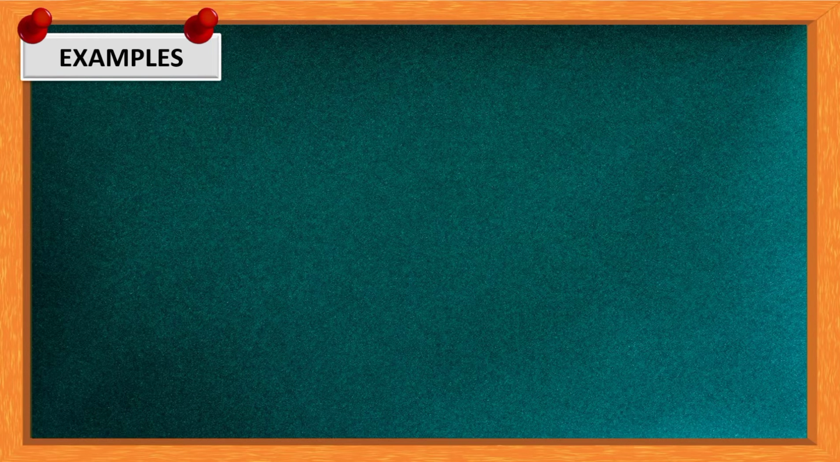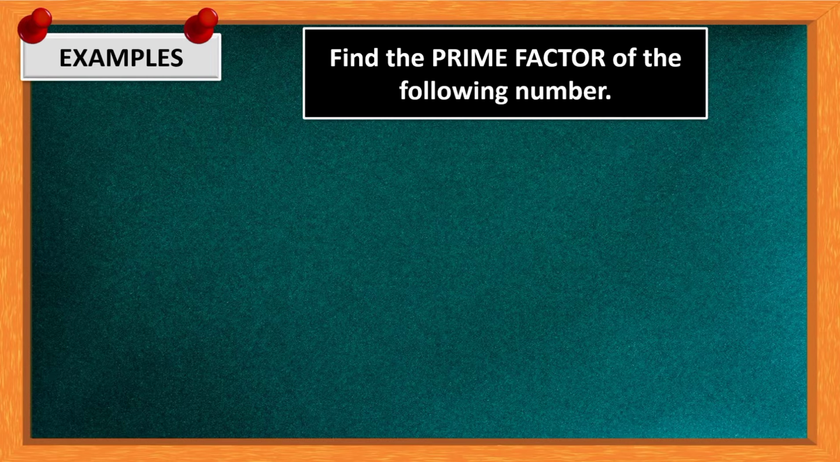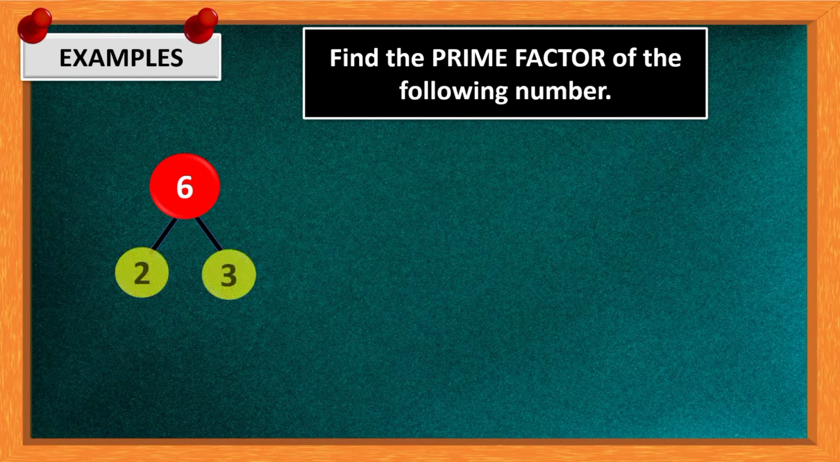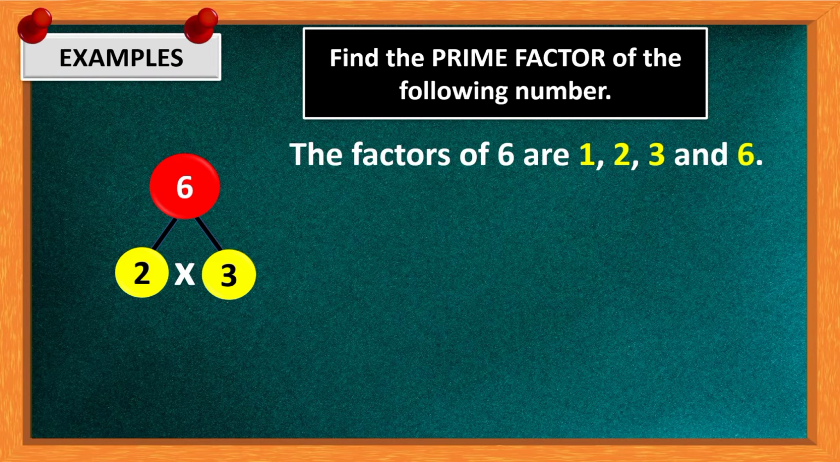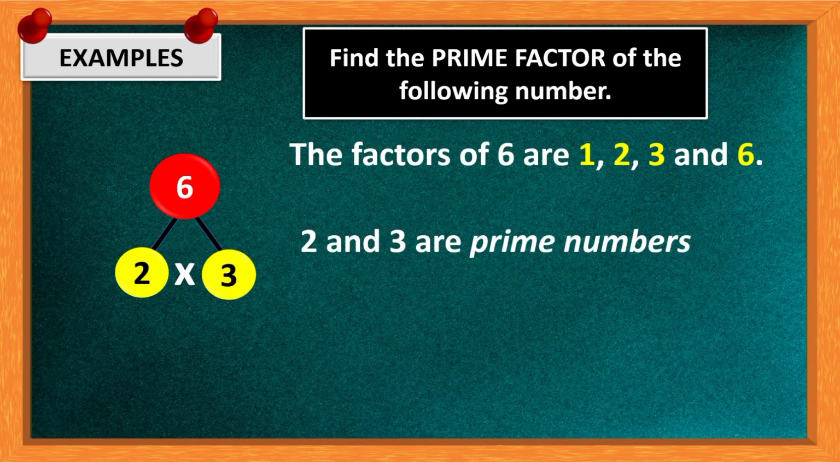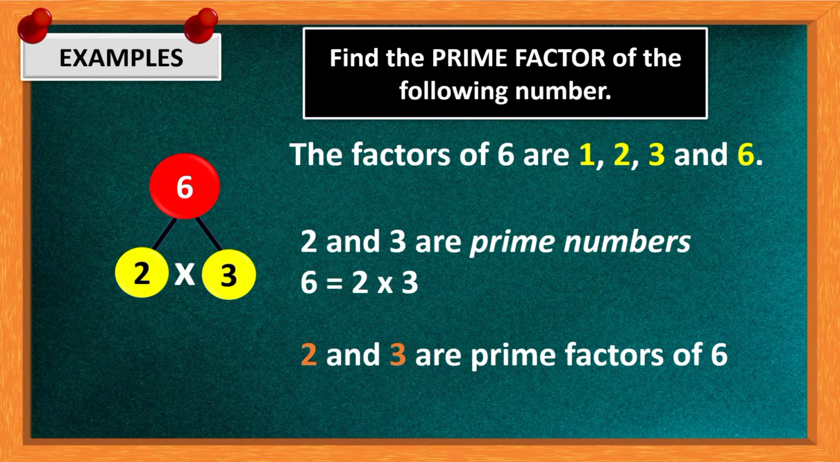Let's have another example. Find the prime factors of 6. We can factor 6 by 2 and 3. But we all know that the factors of 6 are 1, 2, 3, and 6. And among these factors, only 2 and 3 are prime numbers. Meaning, 2 and 3 are prime factors of 6.